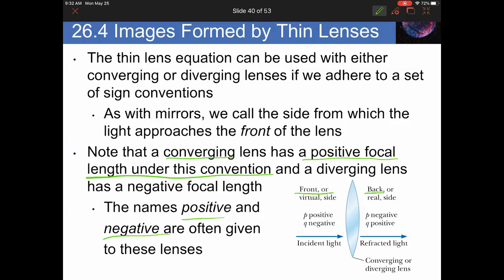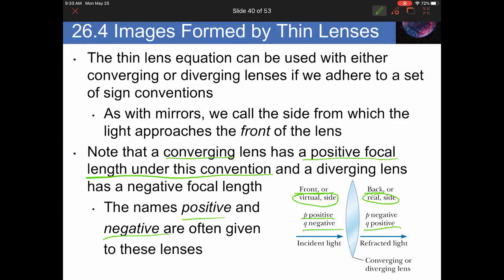So you can see that P is positive if it's in front of the lens, but Q is negative if it's in front of the lens. Because in this case, the front is always going to be the negative or virtual side, whereas the back is always going to be the real or positive side. If Q is formed in the back, that's going to be a real image, on the positive side, right? Q will be positive. P is negative if it happens to be in the back.